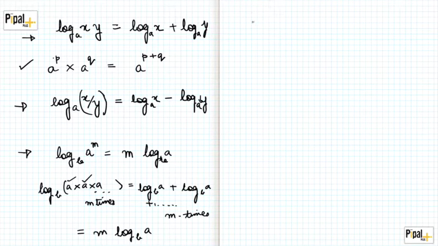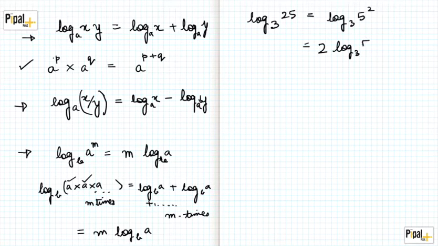So let's take an example. Let's say you have a number which looks like this: log base 3 of 25. We can write this as log base 3 of 5 squared. So we can bring this power 2 outside. This is going to be equal to 2 times log base 3 of 5. So this is how I can write a log when this number has a power.